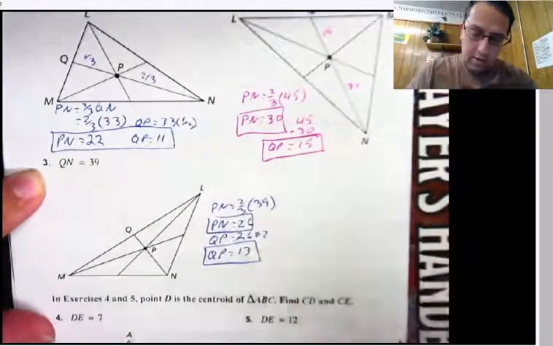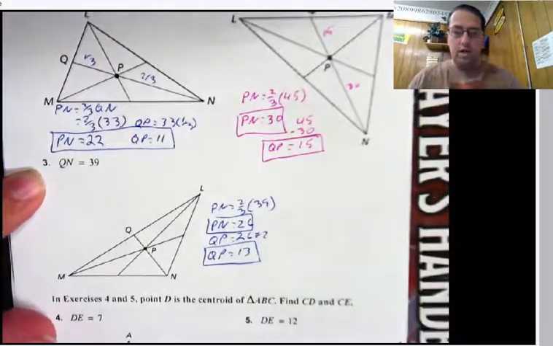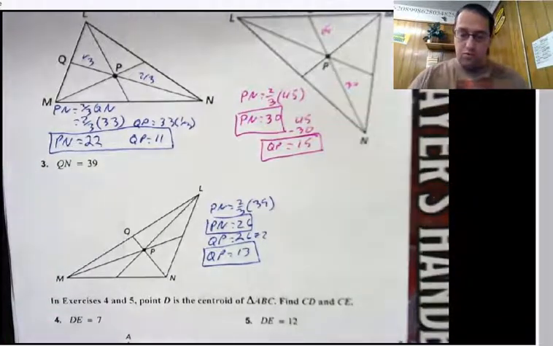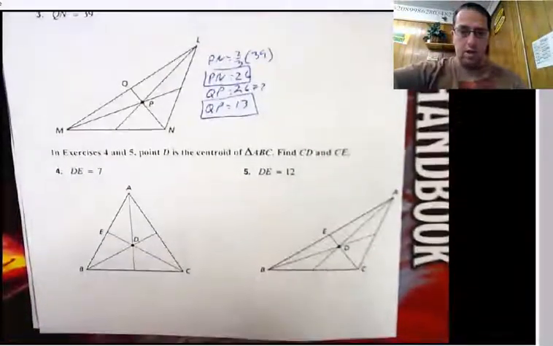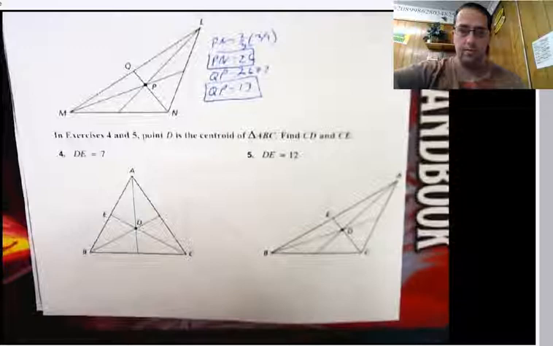So hopefully that's what you got for your answers, 13 and 26. All right, so that's not too bad. That's actually pretty easy stuff there. Let's take a look at number 4 and number 5.